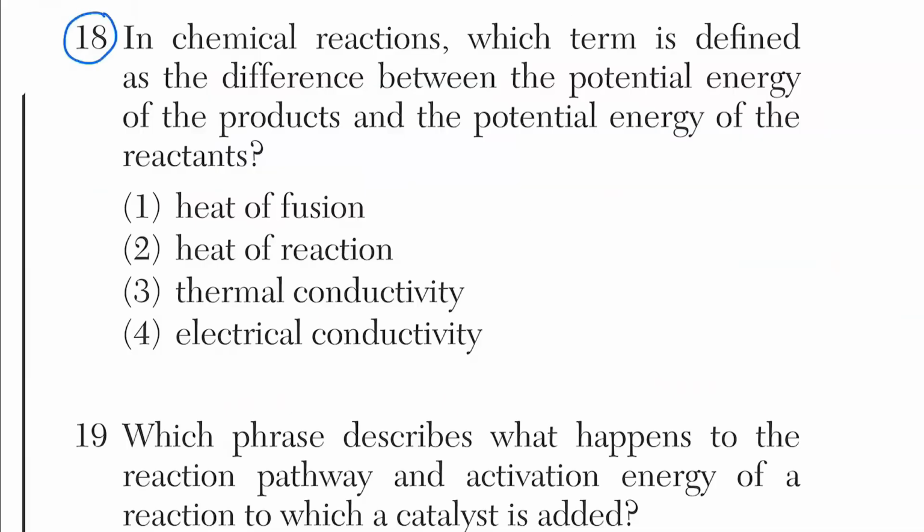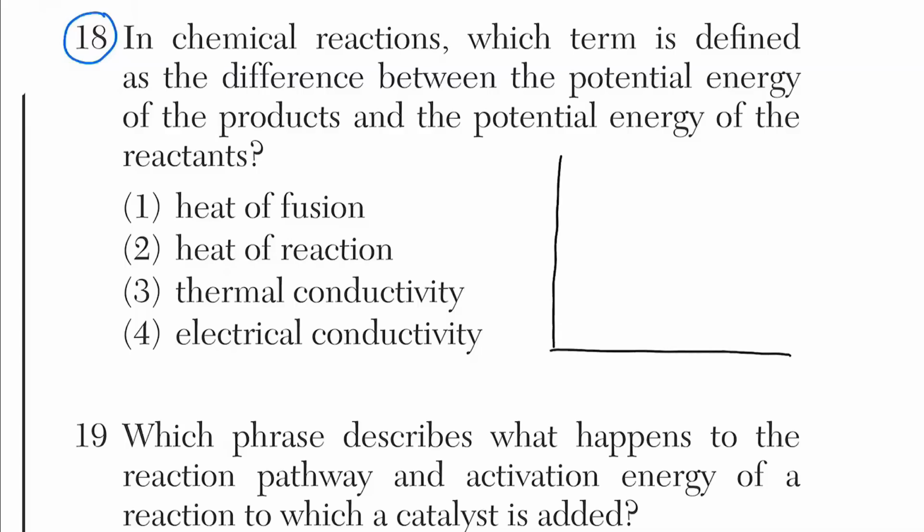In a chemical reaction, which term is defined as the difference between the potential energy of the products and the potential energy of the reactants? This is a straight definition, but like things, you can infer this from your potential energy curves.